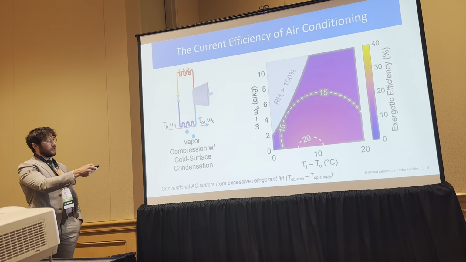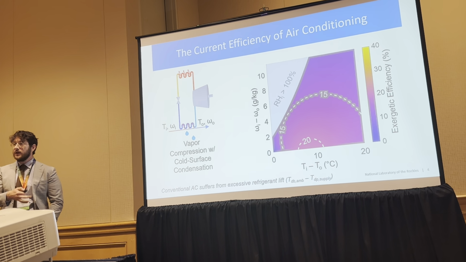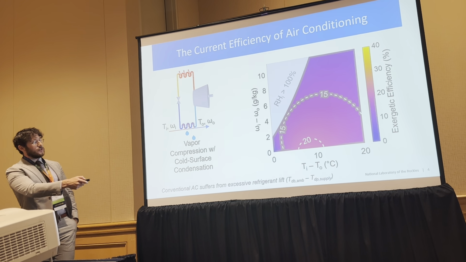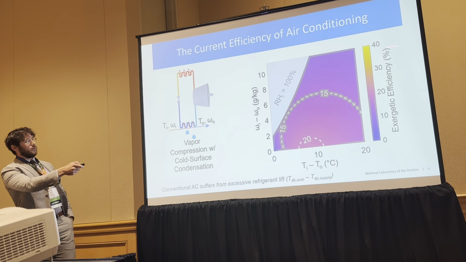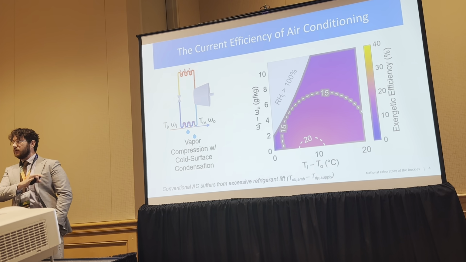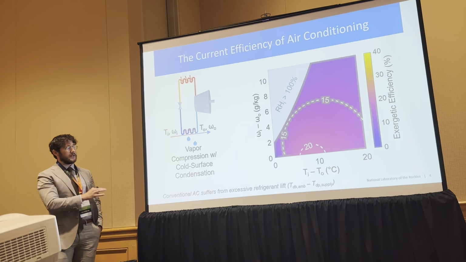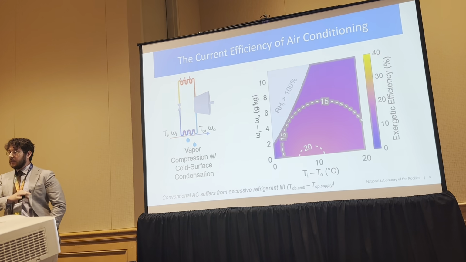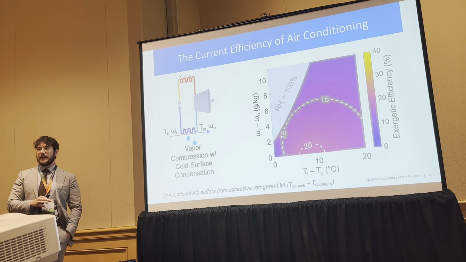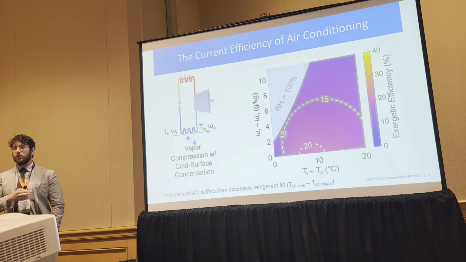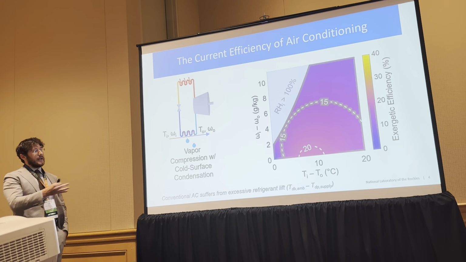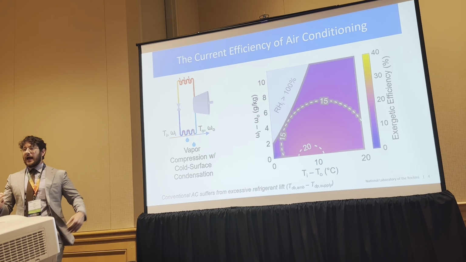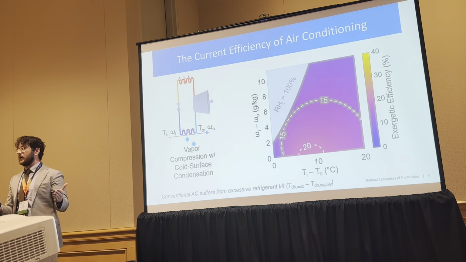And it's got that cold surface condensation, which, as I said before, is very inefficient. And so these are the exergetic efficiencies that we're seeing for this conventional air conditioner system architecture. Okay, so exergy, if you're not familiar with that term, you can think of that as thermodynamic potential or useful energy. So when we say exergetic efficiency, we're just saying how efficient are we compared to the thermodynamic limit.